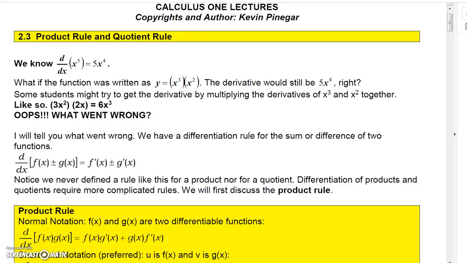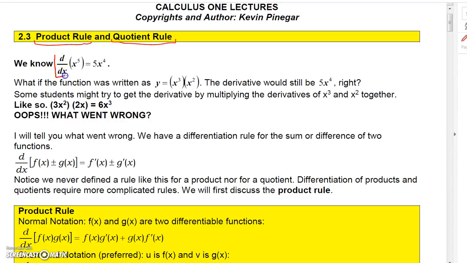Okay, in this section we're going to talk about two rules, the product rule and the quotient rule. So let's start with the product rule. Now I like to start this out with a little silly example. So let me just tell you this.